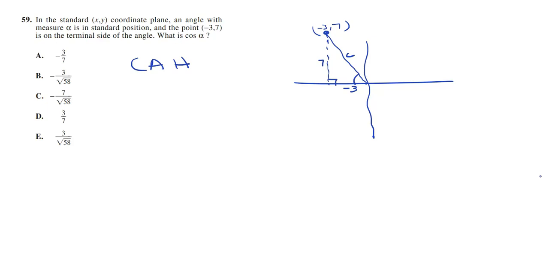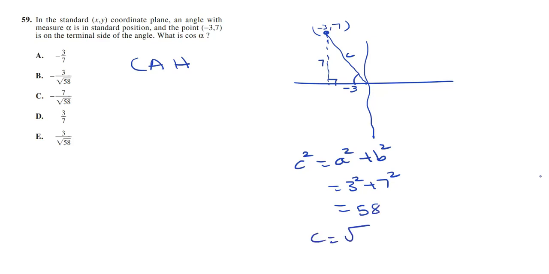So let's call this C over here. So C squared is A squared plus B squared. And because we're dealing with lengths, we just ignore the negative on the 3, which is going to be 3 squared plus 7 squared, which is going to be 9 plus 49, 58. So C is the square root of 58. Now, what do we need to do? We need to figure out which of these is the best. I can already see that my cosine is going to be negative 3 over C. Negative 3 over square root of 58. That is B.